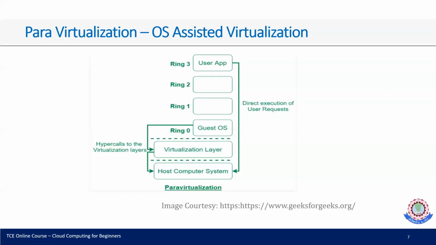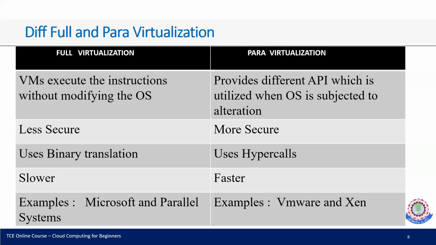In full and para, there are 2 different techniques. In full, the guest OS has no awareness whether it is virtualized or not. But when talking about para, it will be aware of whether it is virtualized or not. So then comes the difference between full and para.